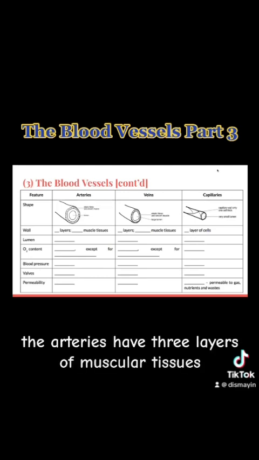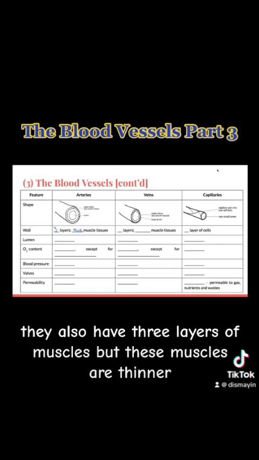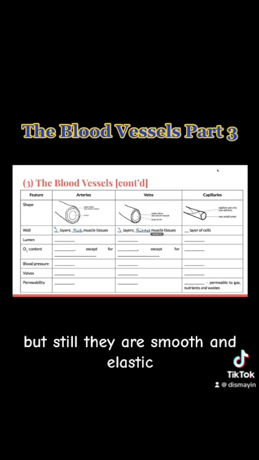The arteries have 3 layers of muscular tissues, and these tissues are thick, smooth, and elastic. If we take a look at the veins, they also have 3 layers of muscles, but these muscles are thinner, but still they are smooth and elastic.